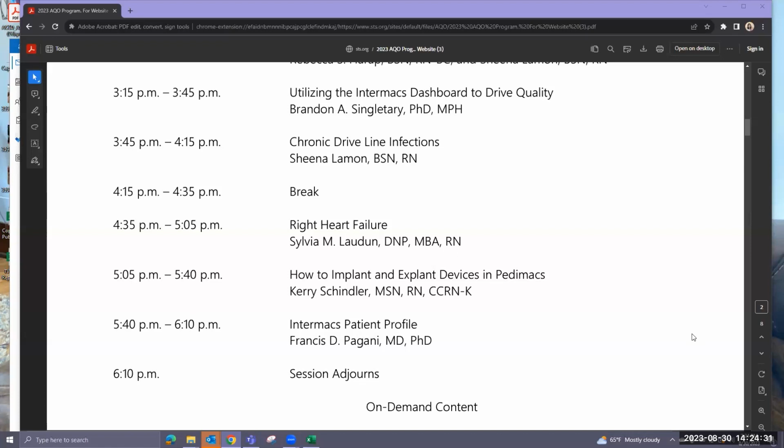And then we're going to go through some documentation of our different AEs, chronic driveline infections. Sylvia is going to talk about right heart failure and touch on the updates that I just gave on changing our practice moving forward on handling devices once they begin functioning as ECMO. And then we're going to have some nice PDMacs content from Carrie. She did a great presentation last year.